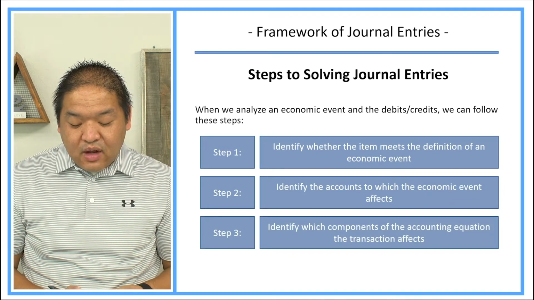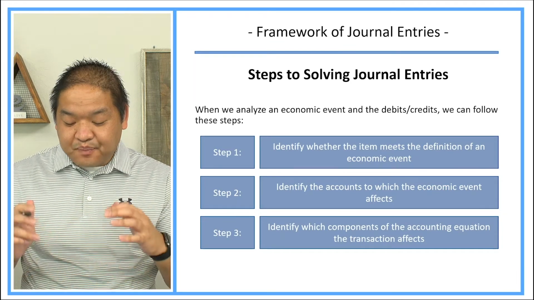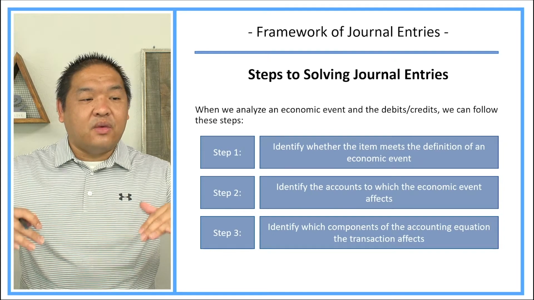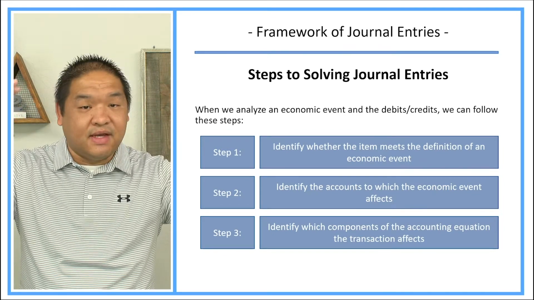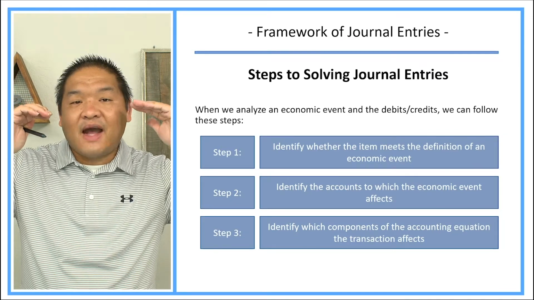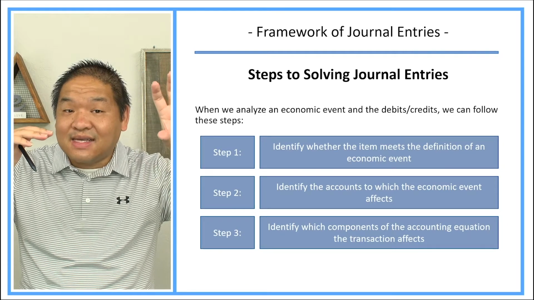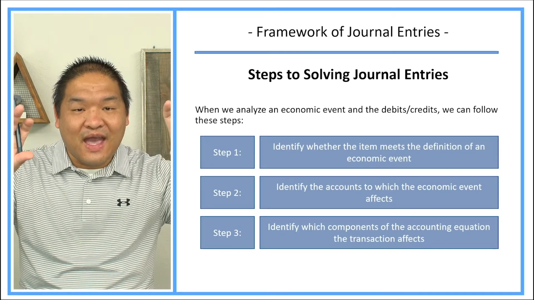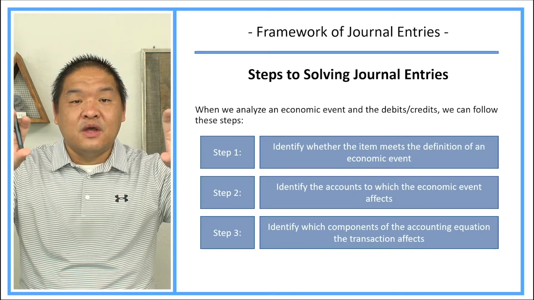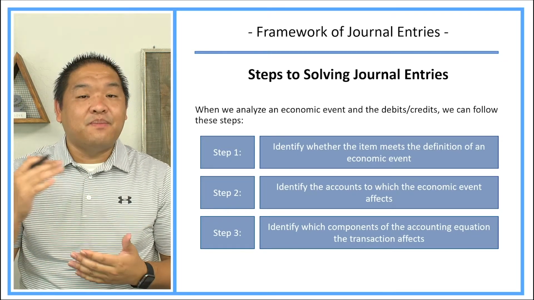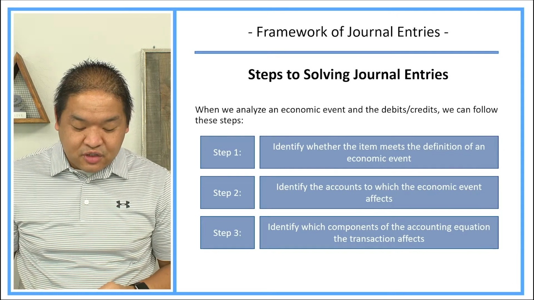Step number 3 here, identify which components of the accounting equation the transaction affects. So now that we know what accounts, what's the associated component? So if we are going to impact cash and sales revenue, we know that we are going to impact an asset and a revenue account because cash is an asset, sales revenue is a revenue. So understanding which components are going to be impacted is based on the accounts you chose in step number 2.